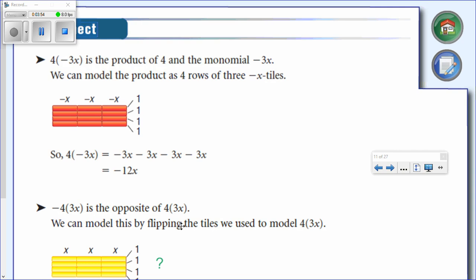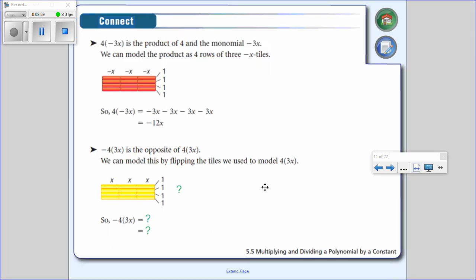And another way to look at this, which I find more confusing, but maybe you will like it, is if we say minus 4 times 3x is the opposite of 4 times 3x. So if you show 4 times 3x like this, and then flip everything over to show the opposite, that would also be a way of modeling that.